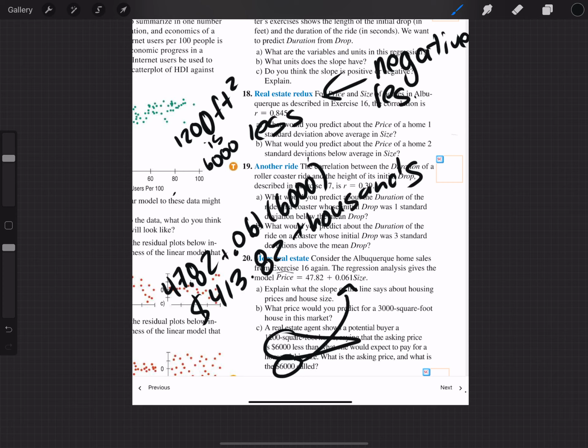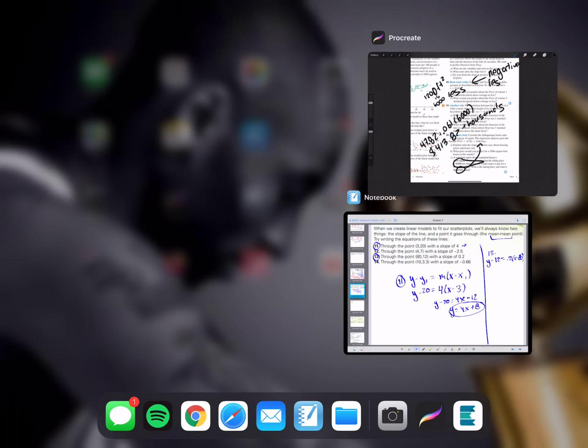Yeah, we're going to have a negative residual because the point is below it. Okay, so that's a negative residual. If you're above it, it's a positive residual. Okay, that's about all I want to cover.